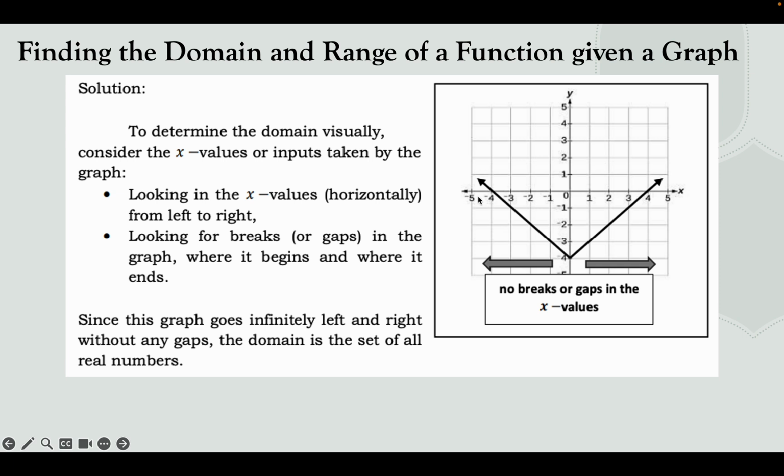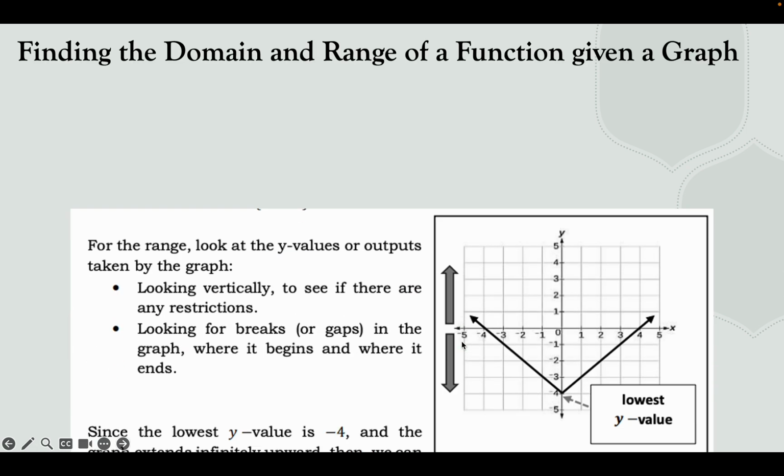Now, you look at the points of the graph. Look for breaks or gaps in the graph, where it begins and where it ends. You see no breaks nor gaps in the x values. Why are there no gaps and no breaks? Because it extends infinitely on both sides. So since the graph goes infinitely from left to right without any gaps, the domain is the set of all real numbers. Now you also look at the opening of your graph. If it opens upward and downward, that means the set of all x such that x is an element of all real numbers is your domain there.